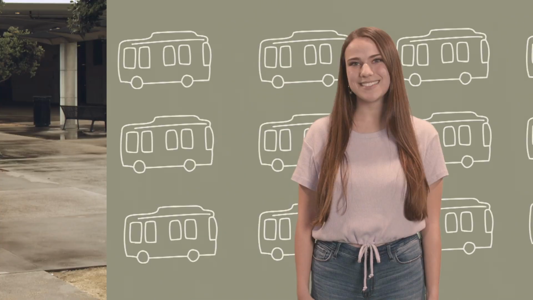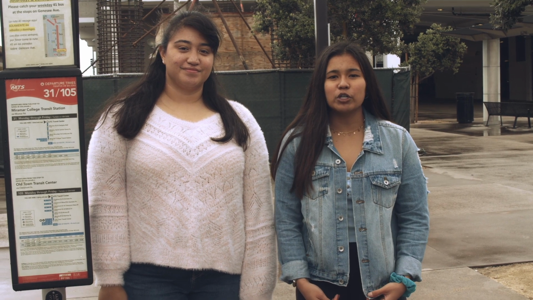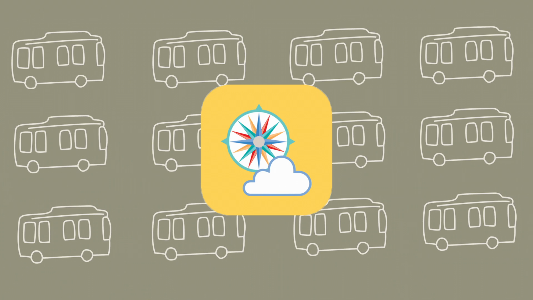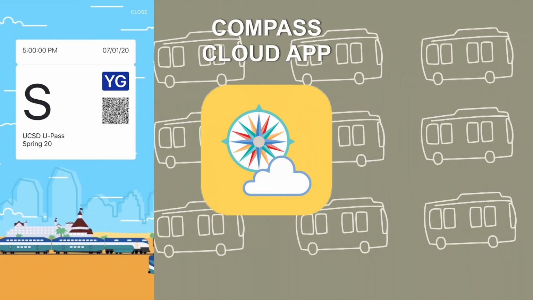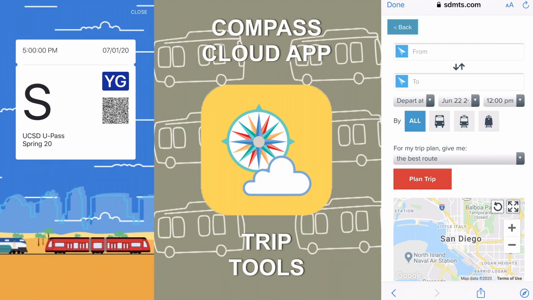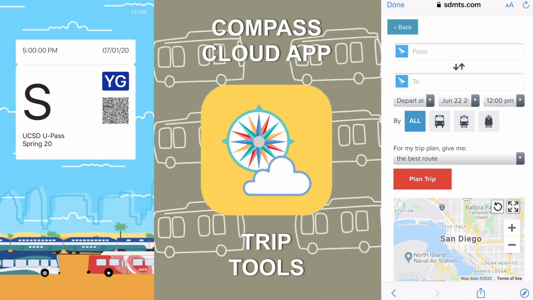This video will be taking the applications learned in the last video and put them in use for this video. When planning your bus trip, think about which bus you want to get on first. For MTS buses, you can use the Compass Cloud app. The Compass Cloud app has a unique feature called Trip Tools, which will help you plan your trip from destination to destination. It includes live ride time, security, and how to ride the bus.